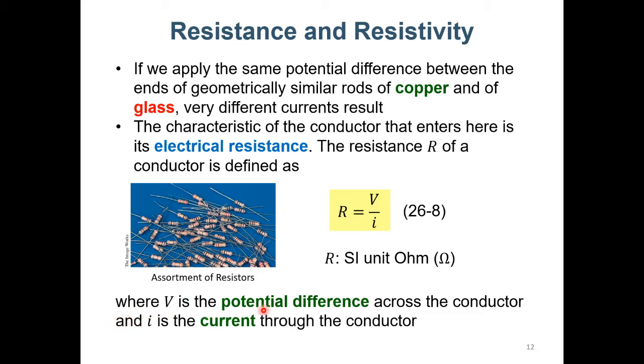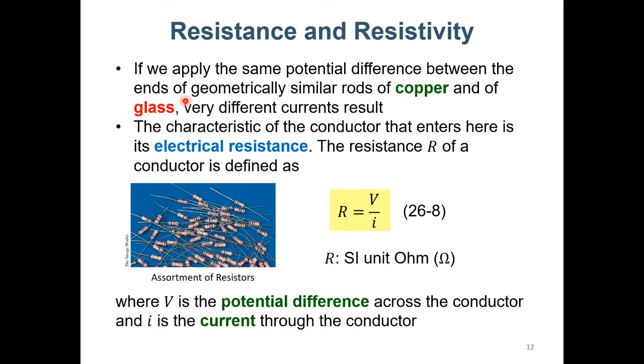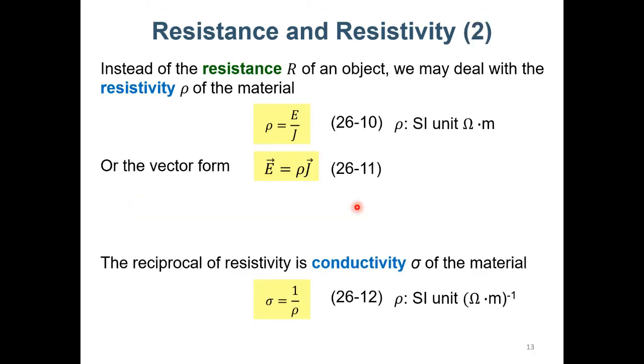So V is the potential difference across the conductor, and I is the current going through the conductor. The next one: instead of the resistance of an object, we may deal with the resistivity rho of the material. Actually, resistance depends on the geometric shape of the material, so we want a variable which is independent of the geometry and only depends on the material itself. This is called the resistivity.